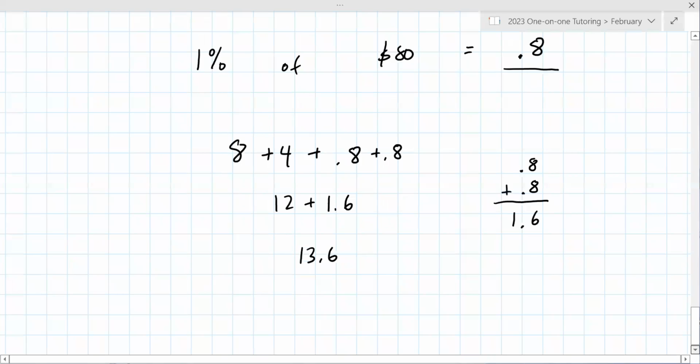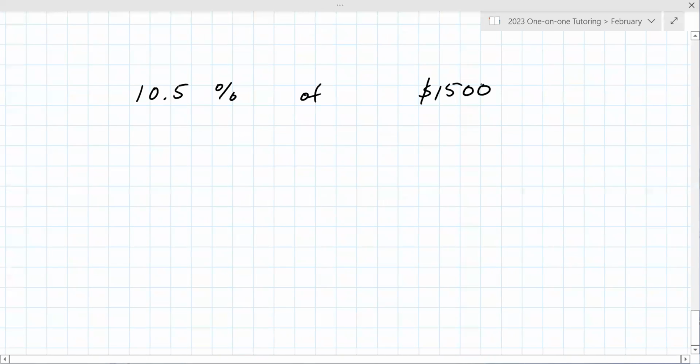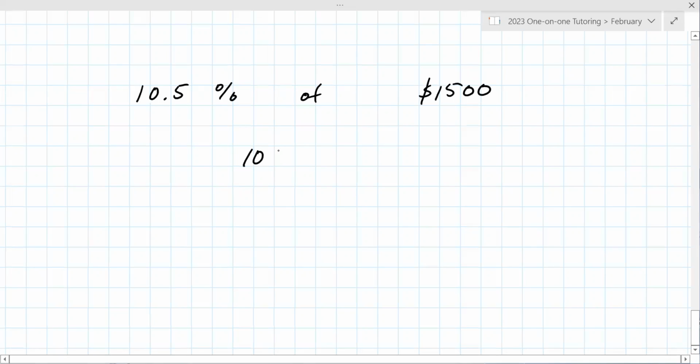Okay. Let's go back to that bike example. Let's say you want to do 10.5% of 1,500. Believe it or not, taxes are as high as 10.5% in some places. Oh, wow. Still not as high as 25. Not yet. We'll see it someday. What is 10% of 1,500? 10% of 1,500 is 15, I guess. You're moving the decimal one place to the left. Oh, so 150. Okay.